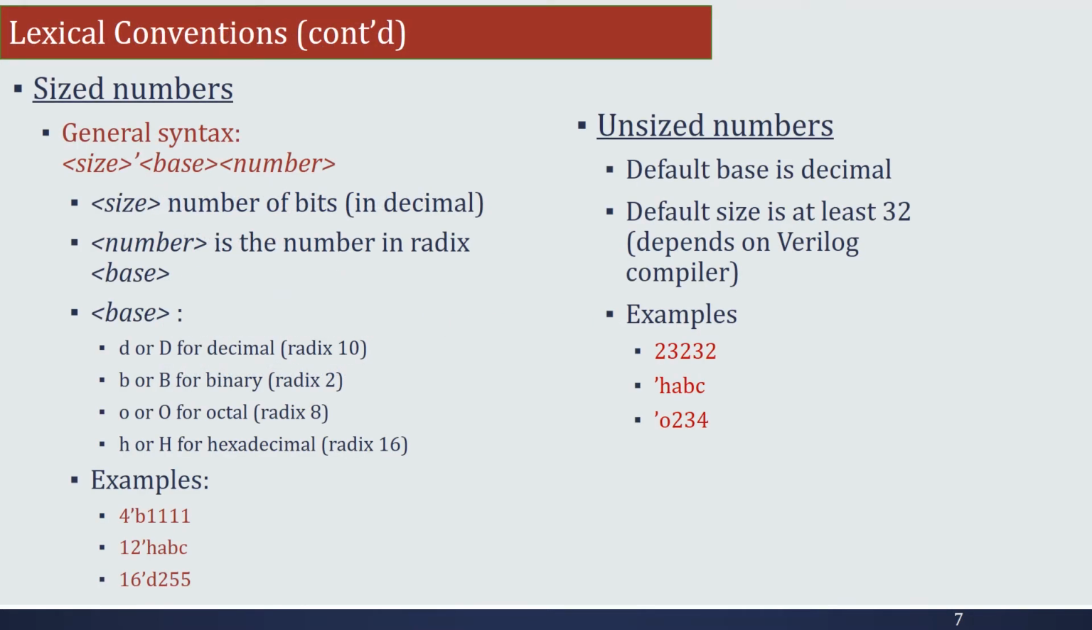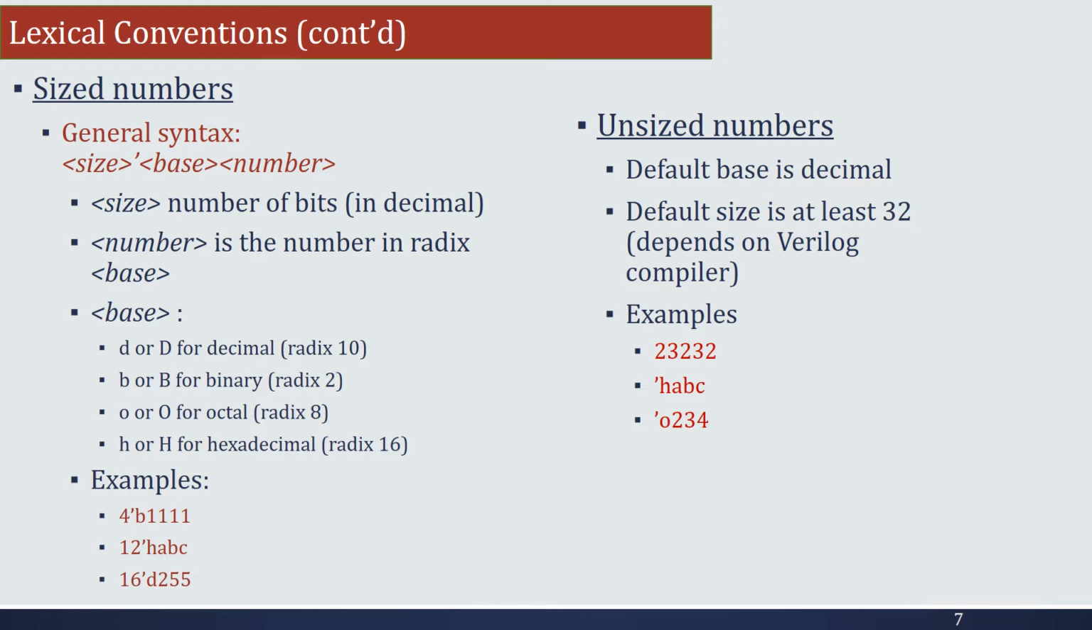Let's see in more detail. What is marked in red color shows the syntax of sized numbers. Initially it gives the size, then an apostrophe followed by the base, which number system it is, and the number as it is. So this is how it is represented. If you look at the first example here, 4'b1111, that means 4 is the size of the digits and b is the base.